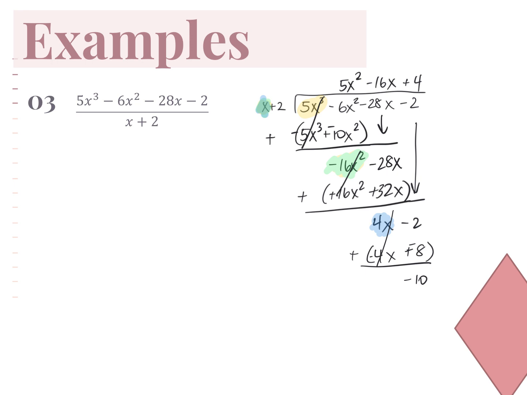Now I just have to finalize the answer. So it's going to be plus, and it's a minus 10 over x plus 2. Remember, remainder over divisor. So again, my answer here is 5x squared minus 16x plus 4 plus negative 10 over x plus 2.